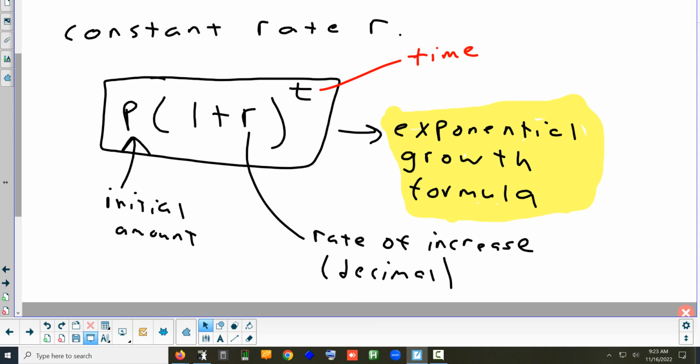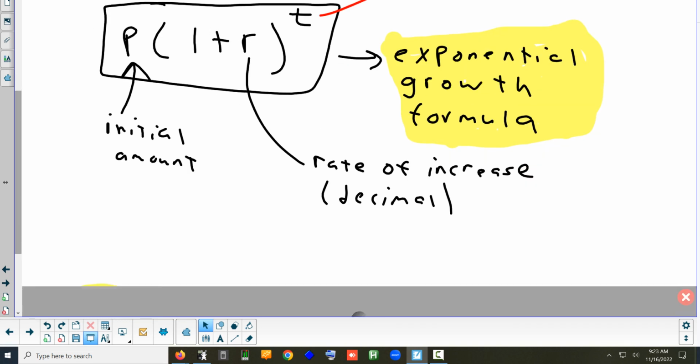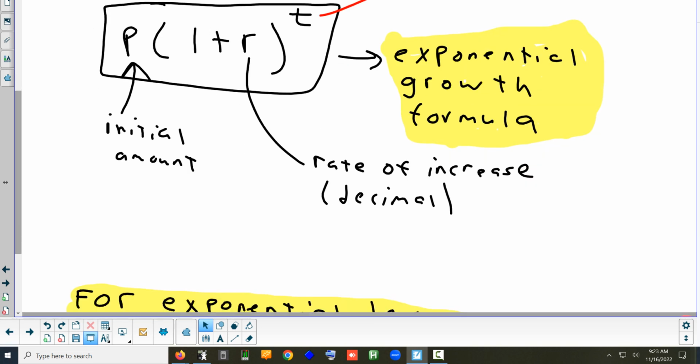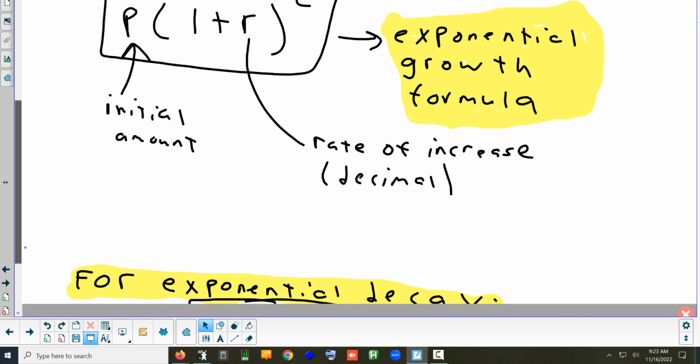So if we said, for example, bacteria in a petri dish is increasing at a rate of 10% every hour, well, t would be the number of hours that have gone by. If I said to you, how much bacteria are we going to have after a day? Well, you plug in 24 for t. It's the number of hours that have gone by. So that's the exponential growth formula.